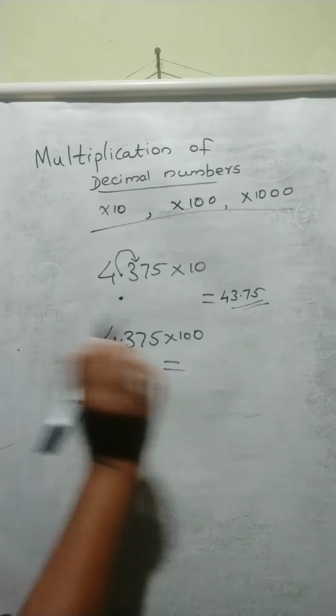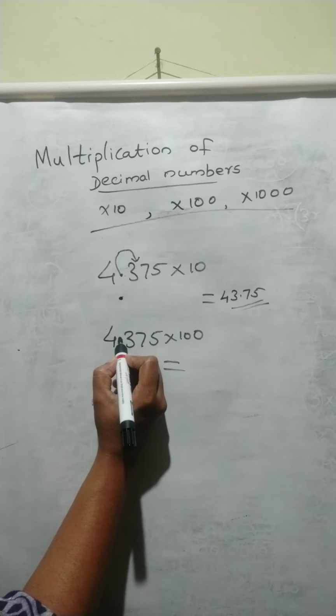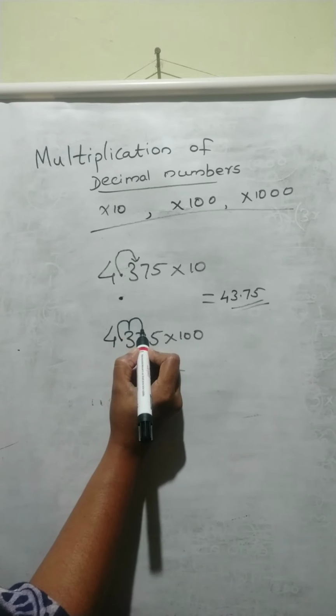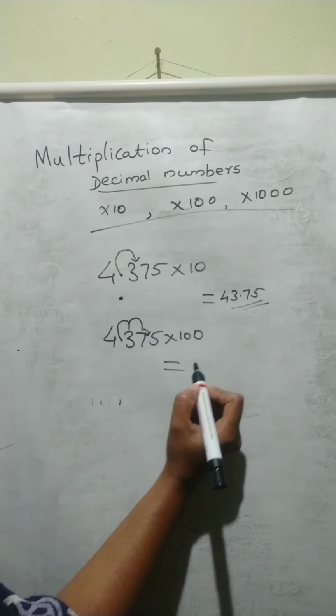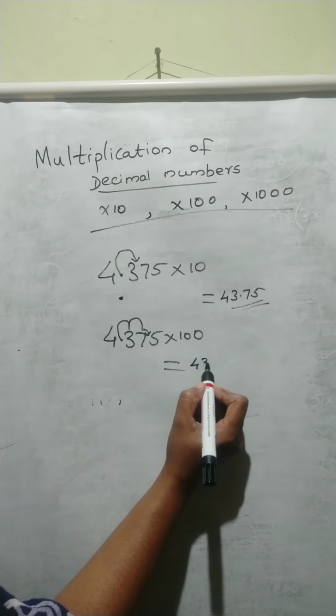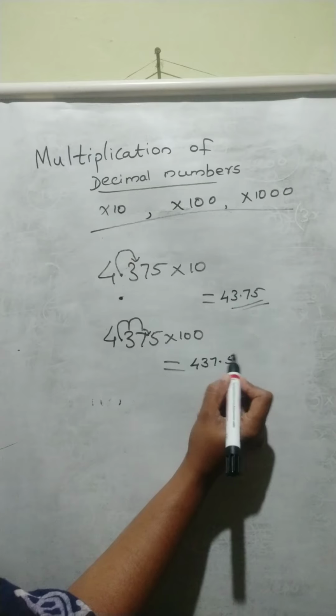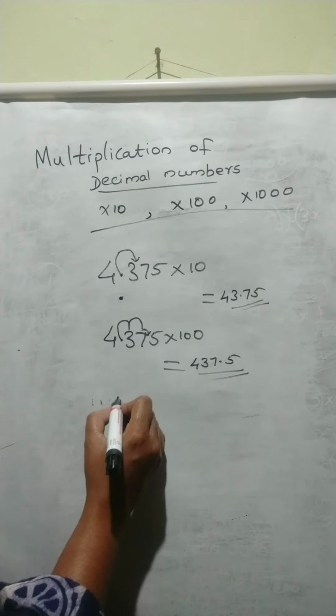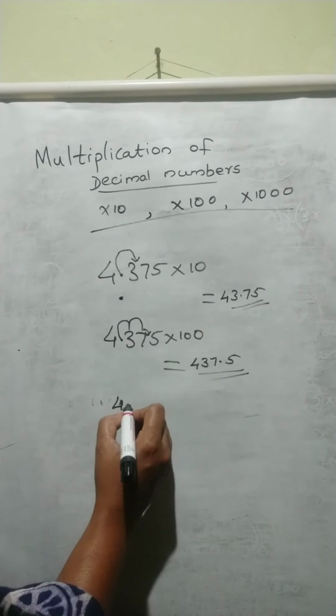We have to move the decimal point after 2 digits. So 1, 2. So we can keep the point here. So 437.5. Now I am going to multiply the same number with 1000.